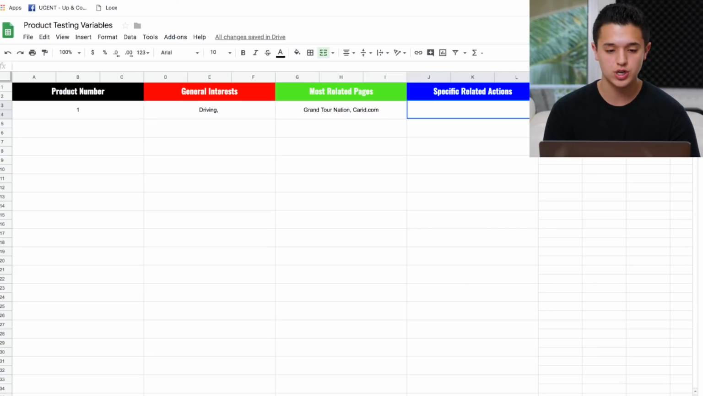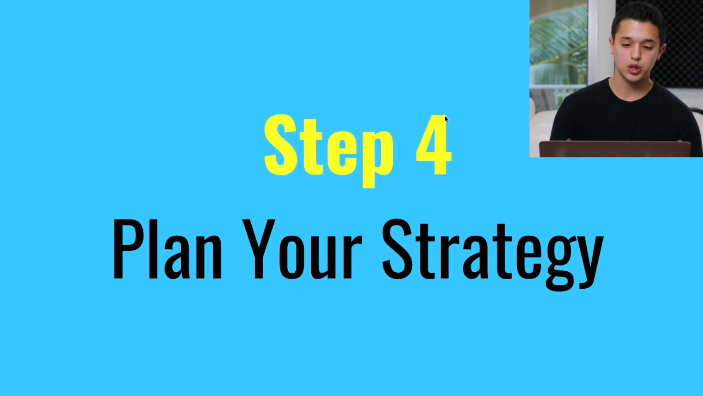So the next step, basically what you're gonna do, you're gonna have to repeat this multiple times until I would say you maybe have 5 to 10 general interests, 5 to 10 related pages, and a couple specific related actions. So now let's go to step 4. Plan your strategy, okay? So what is our strategy actually gonna be?